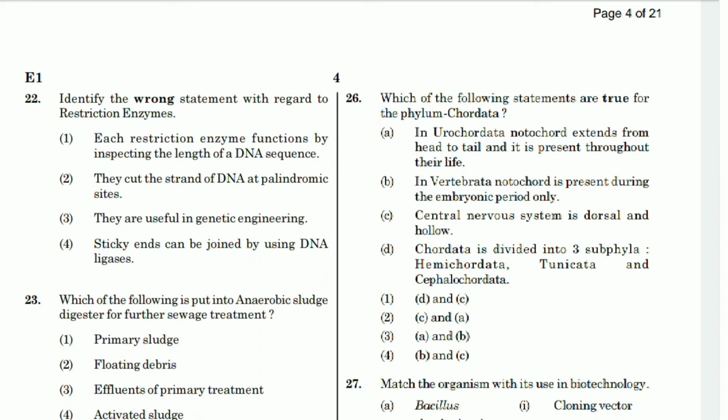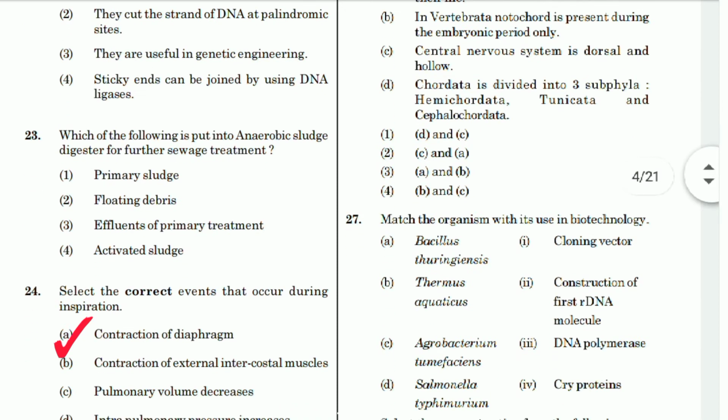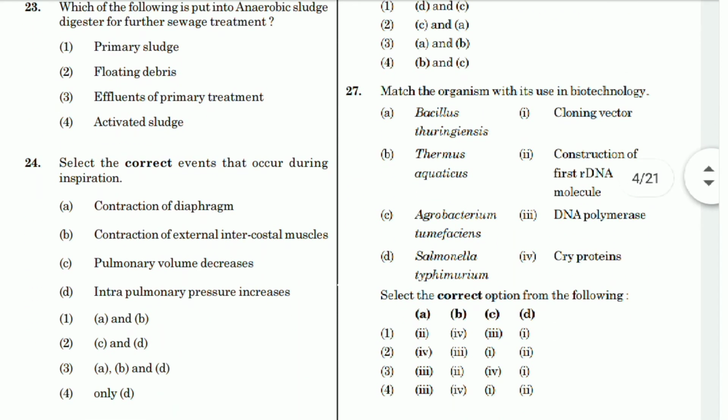22nd question, identify the wrong statement with regard to restriction enzymes. From this, the correct option is option number 4. Sticky ends can be joined by using DNA ligases. Next question, which of the following is put into anaerobic sludge digester for further sewage treatment? And the options are primary sludge, floating debris, effluents of primary treatment, and activated sludge. From this, the right option is option D, activated sludge.